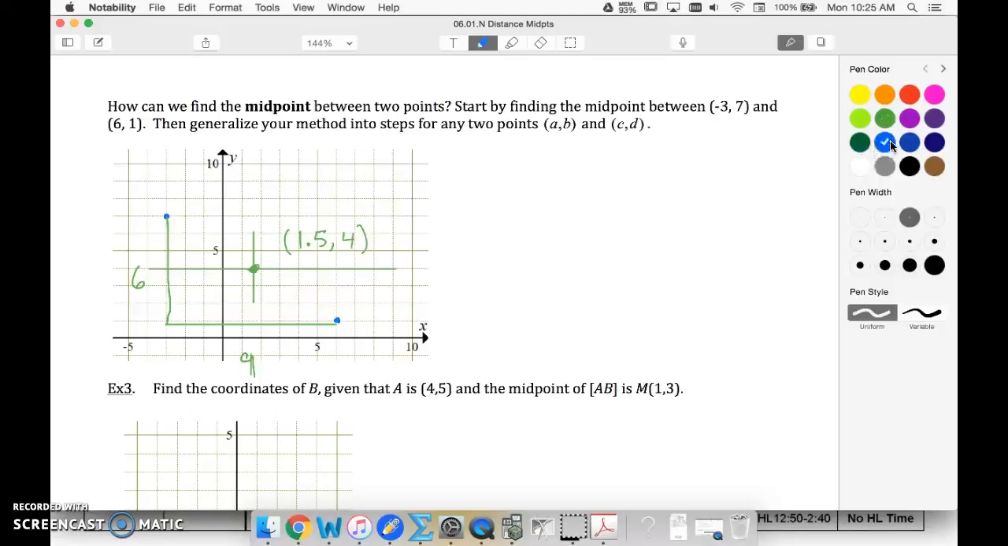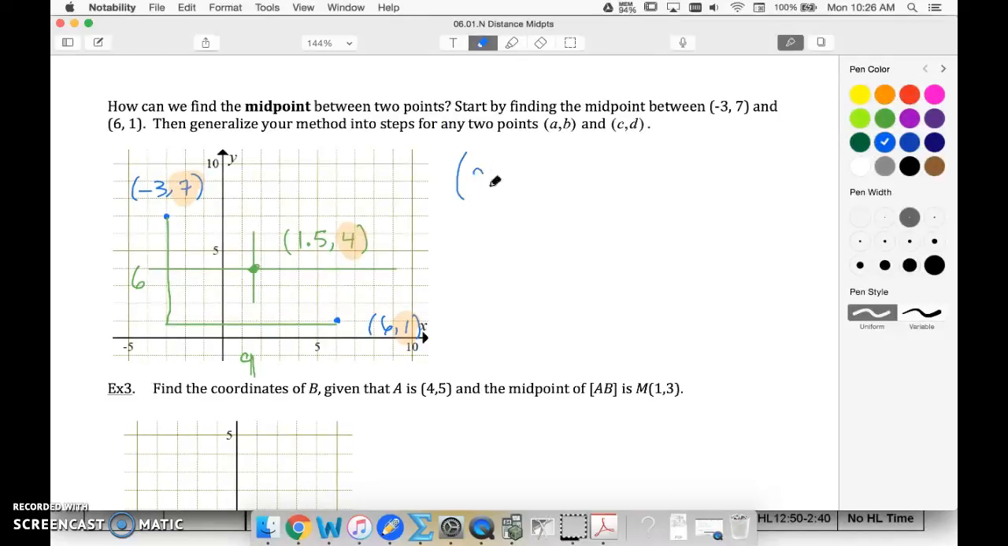Remember, we started with the points negative 3, 7 and 6, 1. Well, this one's a decimal, not so easy to think about, but I have my 7, 1, and then 4 was the halfway between those. Notice 7 plus 1 is 8, and half of 8 is 4. Let's test our theory with that.